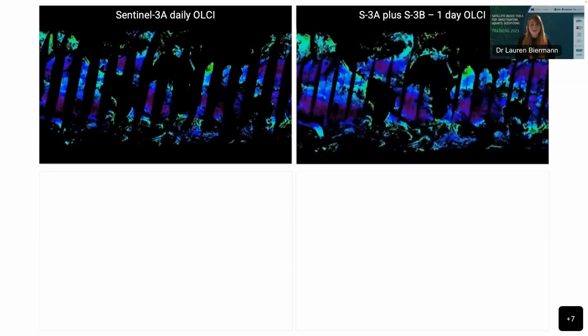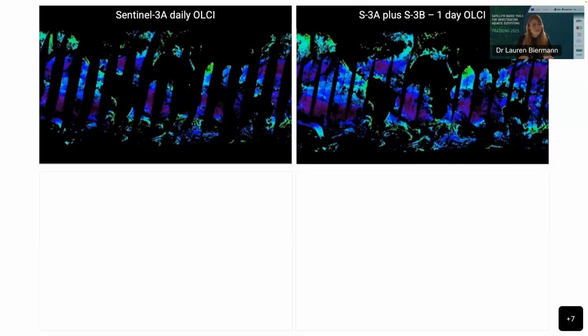Two challenges here. The first one is cloud, and the second is swath gaps. But when you combine Sentinel-3A and B over the space of a single day, you cover those swath gaps, but you're left with significant cloud gaps. There's lots we can do to fix this.